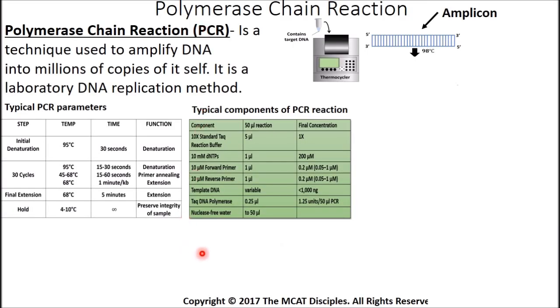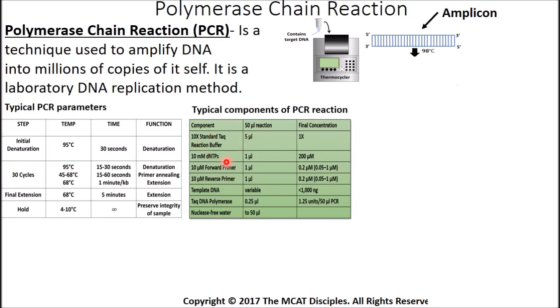So here we are at PCR, polymerase chain reaction. PCR is the technique used to amplify DNA into millions of copies of itself. It's a laboratory DNA replication method. As you know, DNA replication occurs within the nucleus. However, if we want to do it in the laboratory, we need another way of doing it. That other way of doing it is polymerase chain reaction. It follows the same properties as in vivo DNA replication. You need a polymerase and you need primers. You need a template DNA strand and you need the NTPs to be incorporated into the growing polymer.